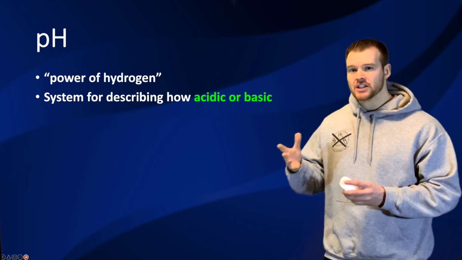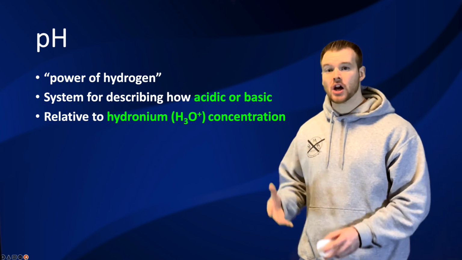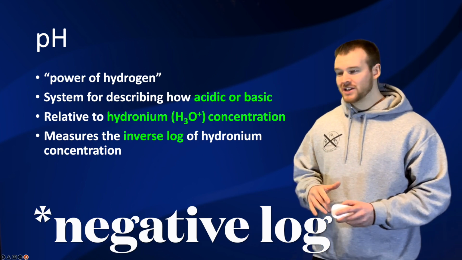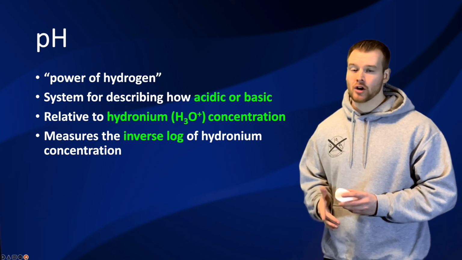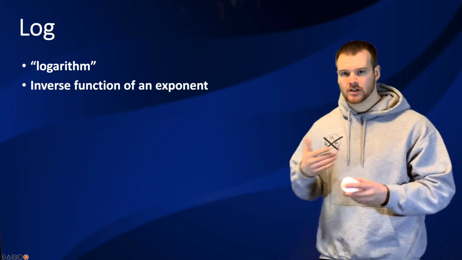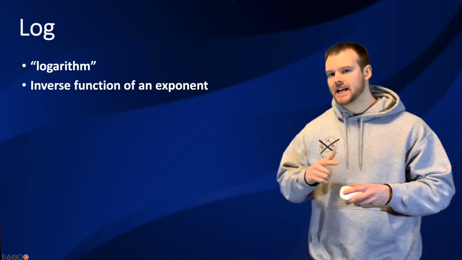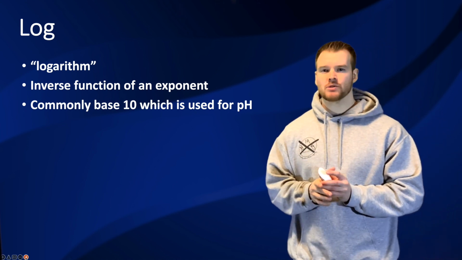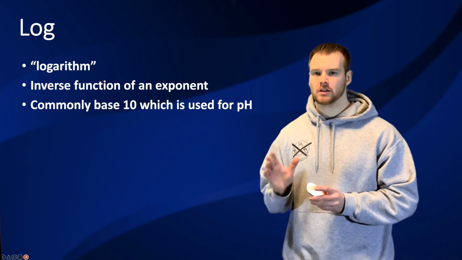Now the system of pH is going to be describing how acidic or basic, and it's using the hydronium concentration. As we saw, it goes up for an acid and goes down for a base. Now the way that we're going to measure it is with an inverse log, and that may be a bit unfamiliar from math, so we're going to talk about what logarithms are. Okay, so again, log, which is short for logarithm, is the inverse function of an exponent. So something squared or something cubed is an exponent. This is kind of like the opposite of that. So it's commonly base 10, and that's the only logarithms we're going to look at for this lesson, because that's used for pH, and it's really one of the most common logarithms.